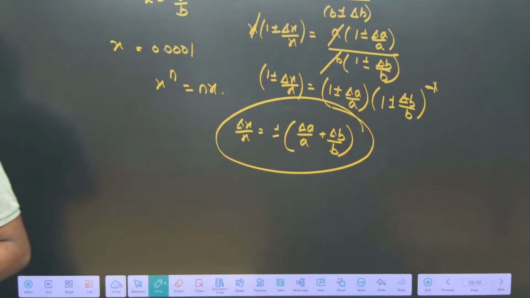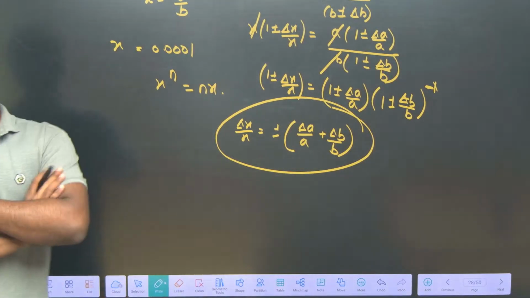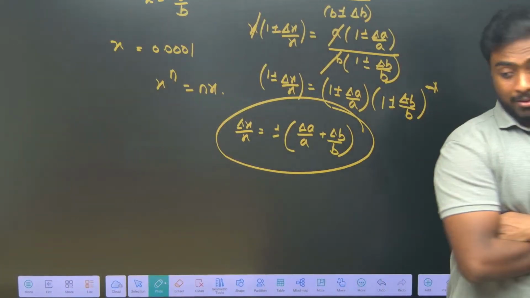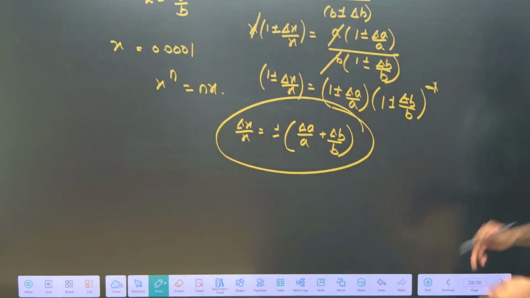One more formula is there, so we will complete that and we will do the problems for this.